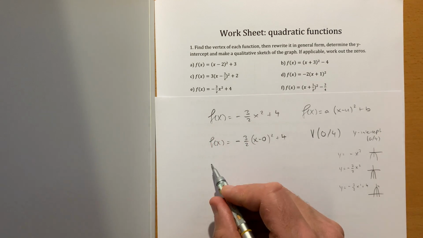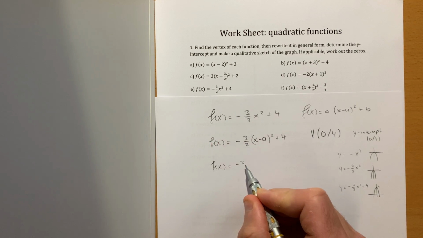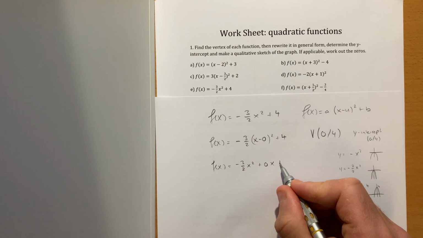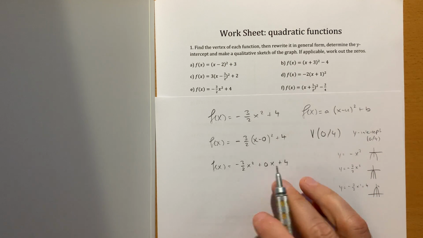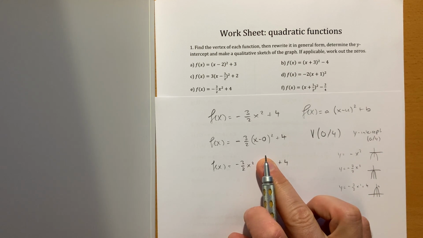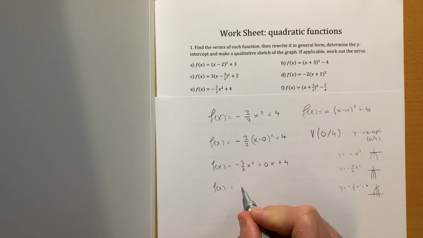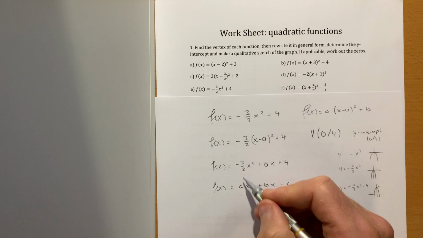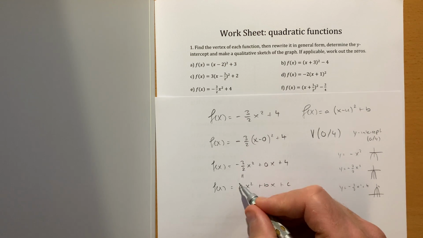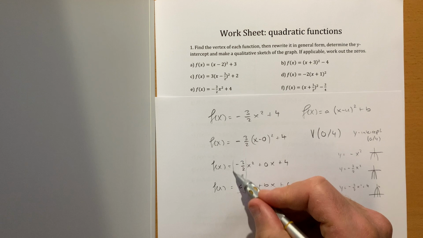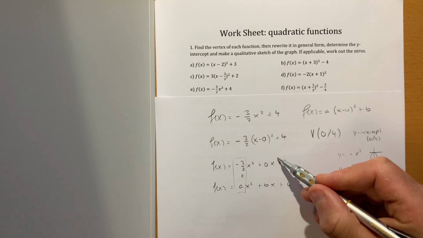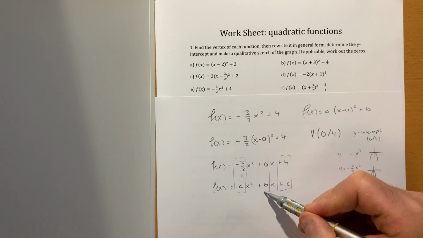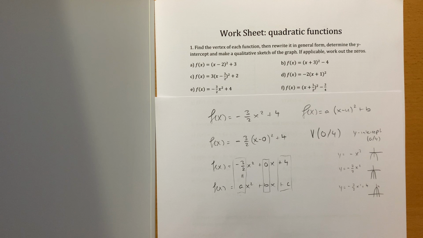Well, the general form is already here because the general form is minus 3 halves x squared plus 0x plus 4. That's exactly your function. But you know the general form looks like ax squared plus bx plus c. Clearly, a is minus 3 halves, and clearly, c is plus 4. So b is, in that case, just 0.